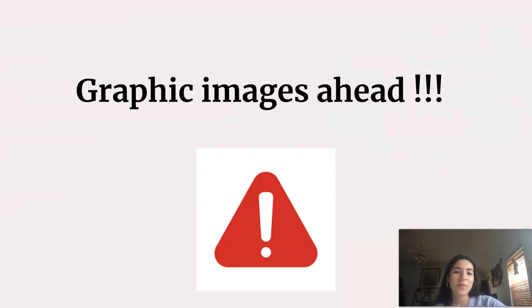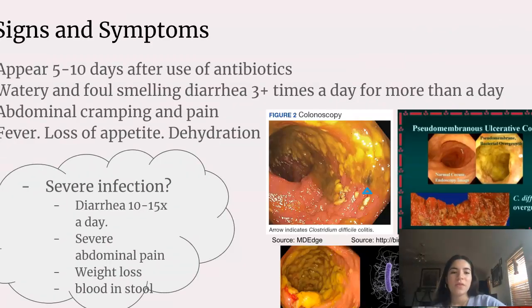Okay, so some graphic images ahead. So some of the signs and the symptoms of CDI infection appear 5 to 10 days after the use of antibiotics, and the main hallmark of the infection is watery and foul-smelling diarrhea, and you have it more than 3 times a day for more than a day typically. And then you're also thinking probably, so how am I going to differentiate this from antibiotic-induced diarrhea?